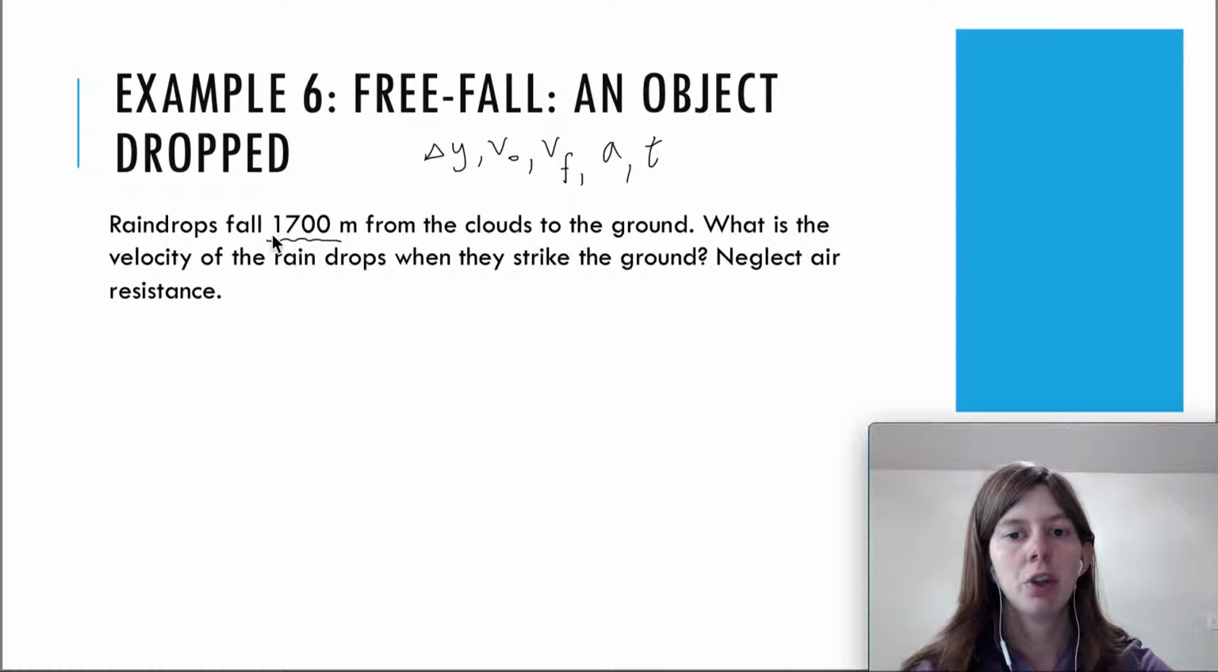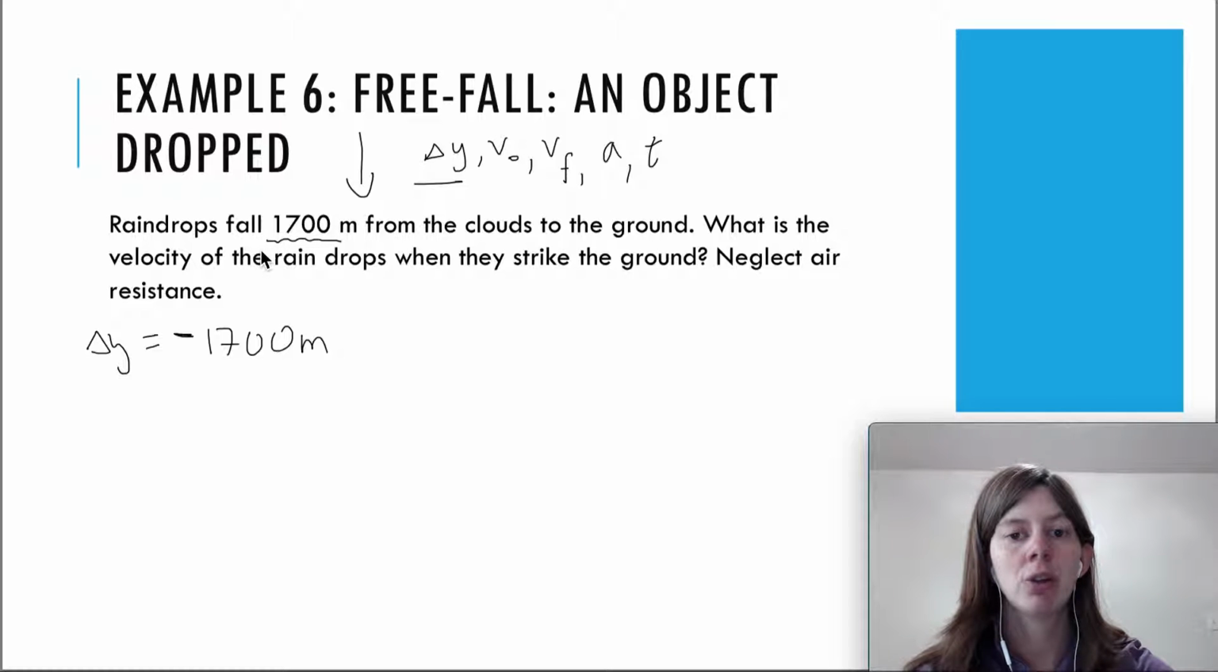So the 1700 meters definitely has to do with how far the drops fell, so it's going to be a delta y. But we have to be very careful when we write down delta y, because delta y is a vector, direction matters, we're going down, that's a negative displacement. Most of you will forget the negative here, so always think about which way it is going.